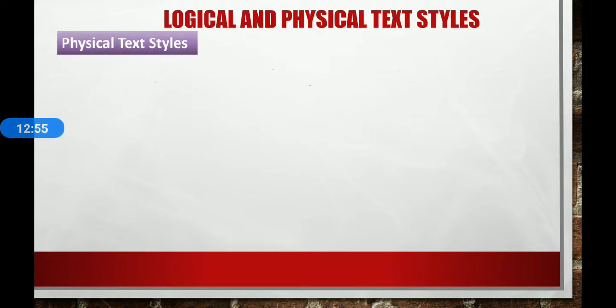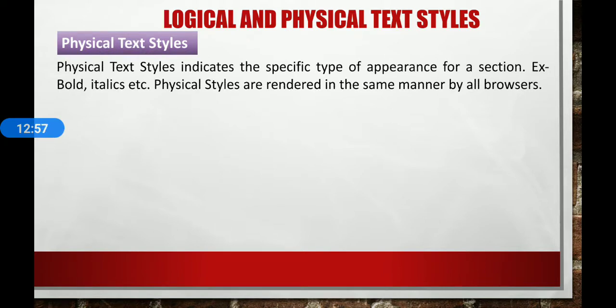Now, physical text style. Physical text style indicates the specific type of appearance for a section, for example, bold, italic, strike through, underline. Physical text styles are rendered in the same manner by all browsers.